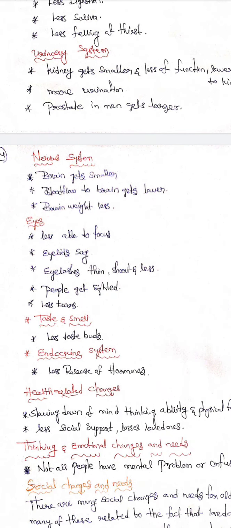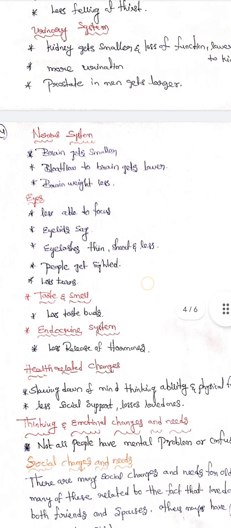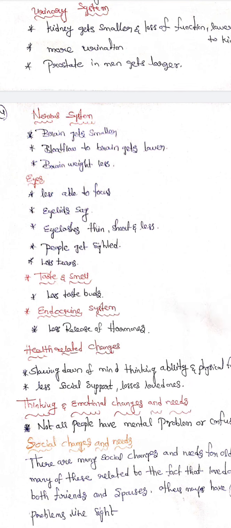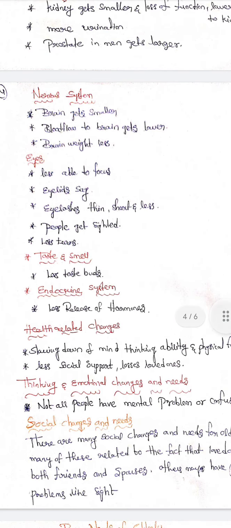Next, we will see the nervous system. What changes can we observe in old age people related to the nervous system? First, the brain gets smaller, the size of the brain decreases. Next, blood flow to the brain gets lower. So brain weight is less, meaning decreasing brain weight.